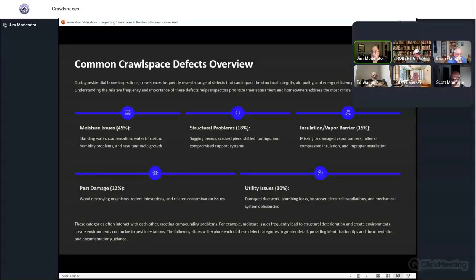Insulation and vapor barriers, missing or damaged barriers, fallen or compressed insulation. I see this all the time, but generally it's around 15%. Pest damage is about 12%, and utility issues, damaged ductwork. I can't tell you how many times I go down there, and at the end of the crawl space, the ductwork's collapsed, and the kitchen's not getting heat or air conditioning. So that happens. Stan, I'm going to have you take over.